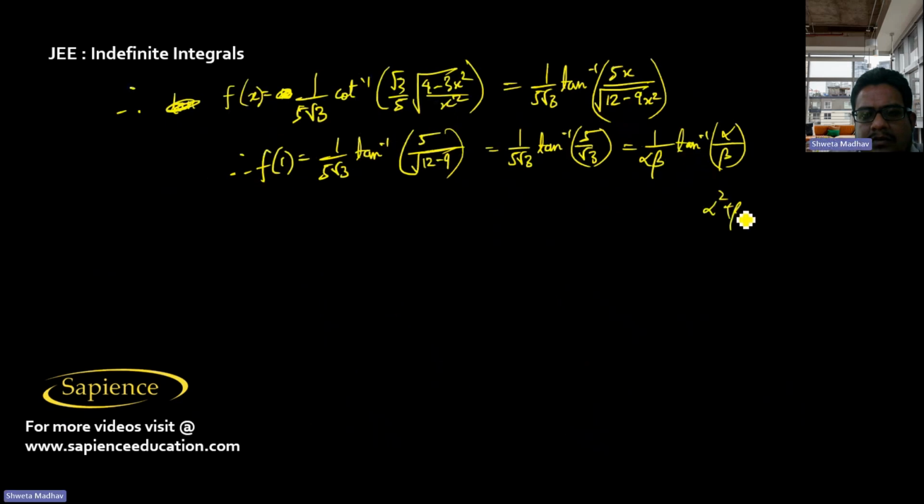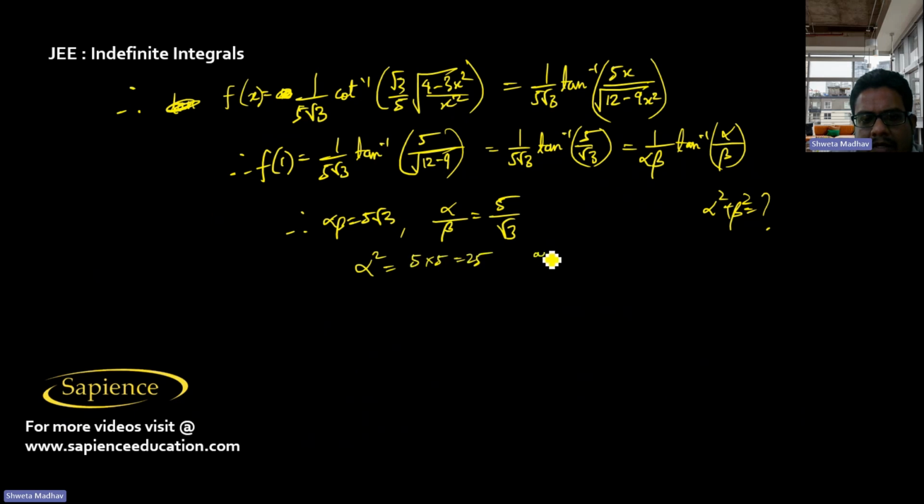Alpha square plus beta square value we have to find out. So therefore we can say alpha beta is equal to 5 root 3, and alpha by beta is equal to 5 by root 3. Now if we multiply them, then we will get alpha square, which will be equal to 5 into 5, which is 25.